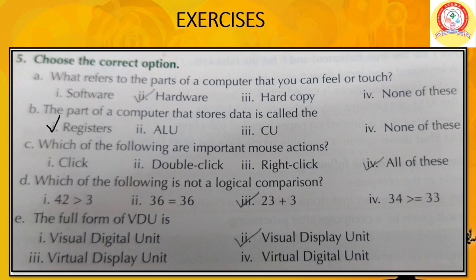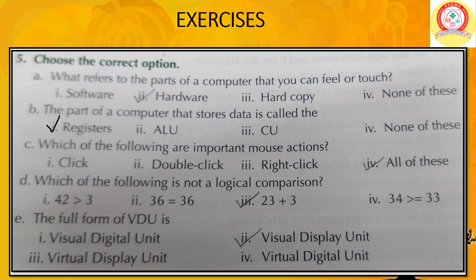Now C. Which of the following are important mouse actions? 1. Click. 2. Double click. 3. Right click. 4. All of these. Click, double click and right click are the important mouse actions. D. Which of the following is not a logical comparison? 1. 42 greater than 3. 2. 36 is equal to 36. 3. 23 plus 3. 4. 34 is greater than or equal to 33. So it's 23 plus 3.